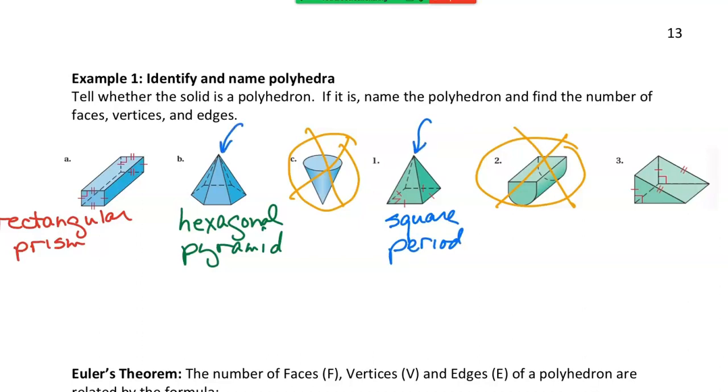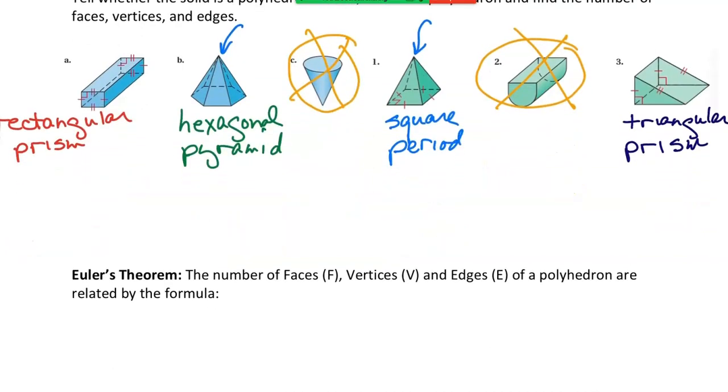And here's a third shape, and this last one is a triangular. Notice a triangle base, triangular. And is it a pyramid or a prism? Well, there's no real point, so it's a triangular prism. Okay, now what I want to start doing is talking about a theorem called Euler's theorem. And I want to tell you what it is first. Oh, sorry. It's not pronounced Euler's, it's pronounced Euler's. So this is Euler's theorem.